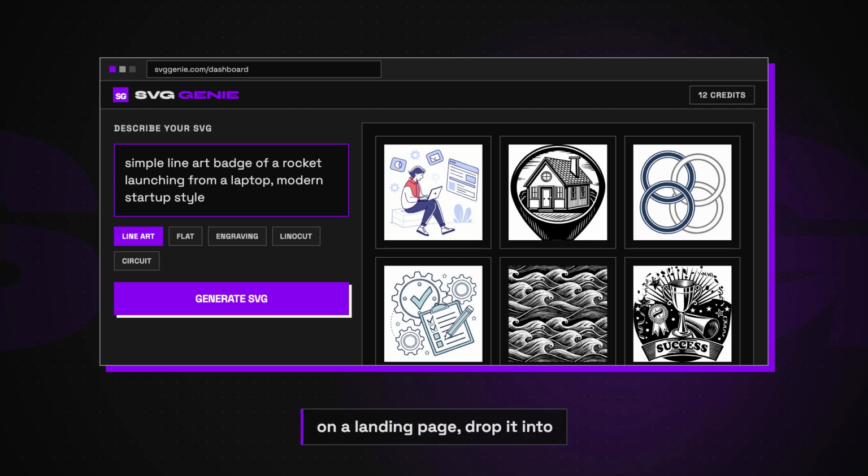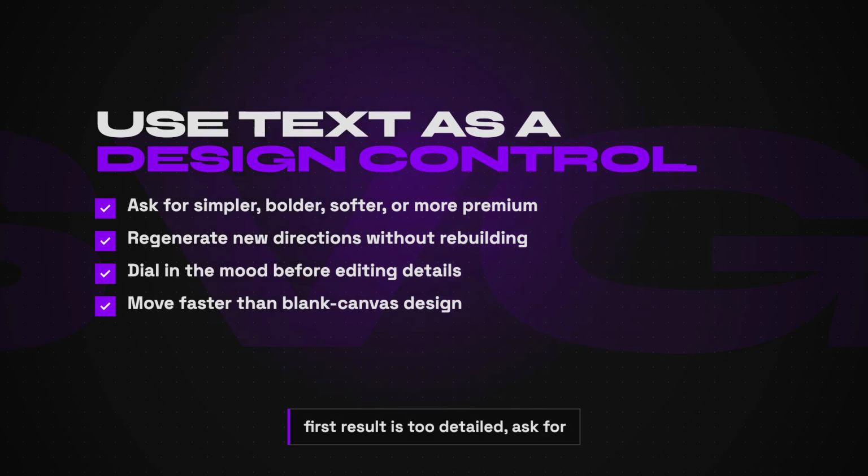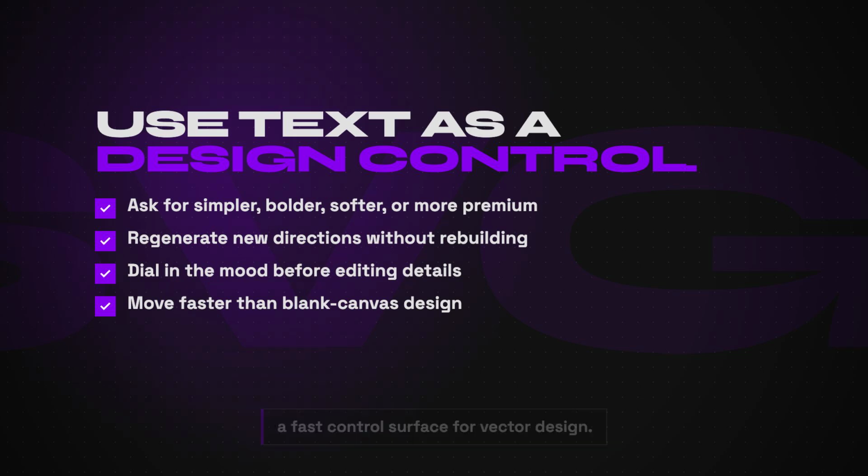I can use it on a landing page, drop it into a React component, or open it in a design tool. The best part is iteration. If the first result is too detailed, ask for simpler. If it feels too playful, ask for more premium. If the shape is right, but the mood is wrong, change the style and generate again. Text becomes a fast control surface for vector design.